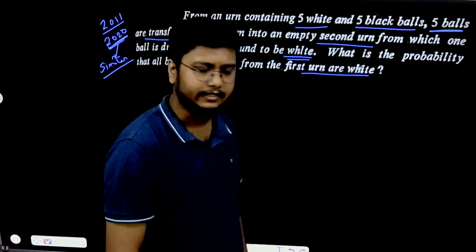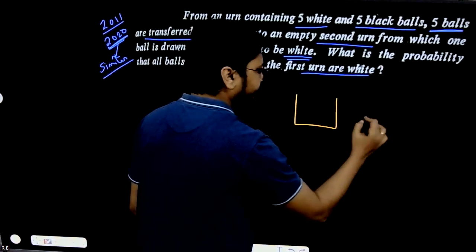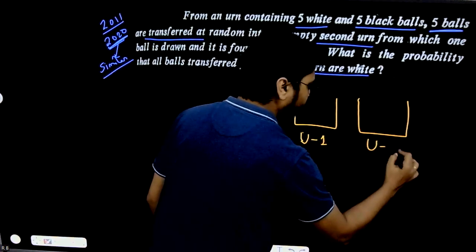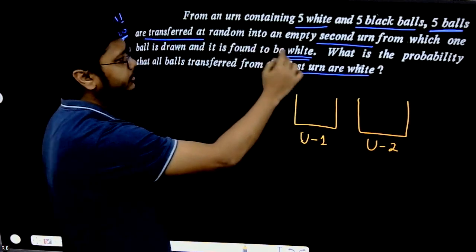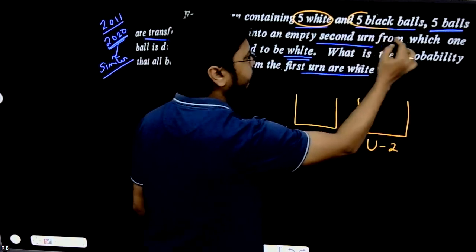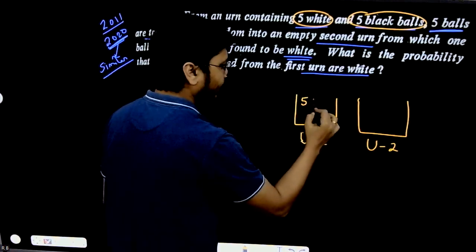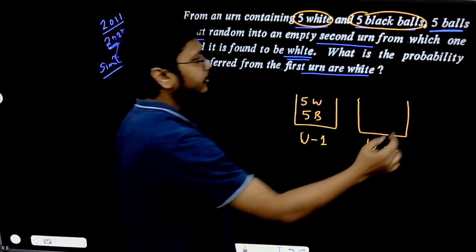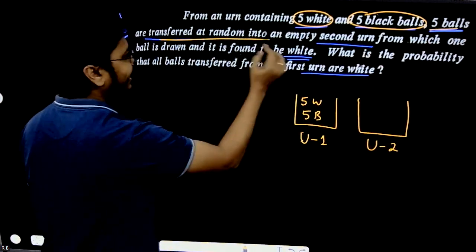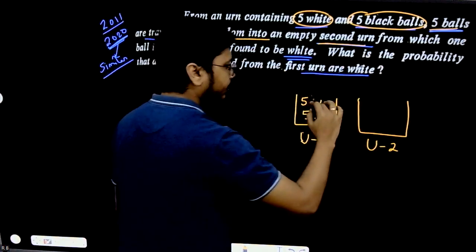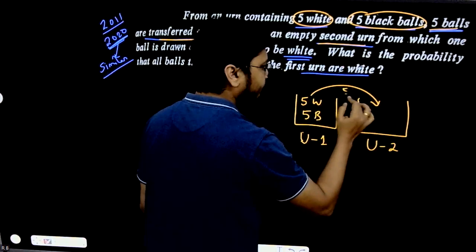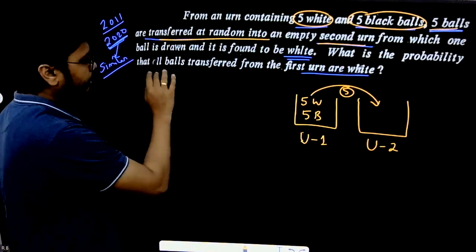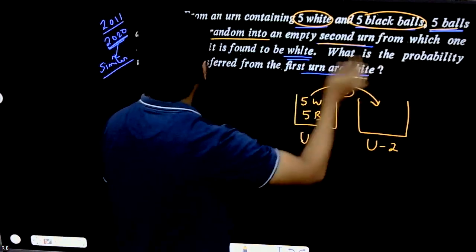So that means the question is saying that I have two urns. Okay, this is my urn number 1 and this is my urn number 2. The first urn contains 5 white and 5 black balls. We are transferring 5 balls to the second urn, which is the empty one. Okay, so from here we are transferring 5 balls. What color, we don't know. We are transferring them to the second urn. Now, from which one ball is drawn.